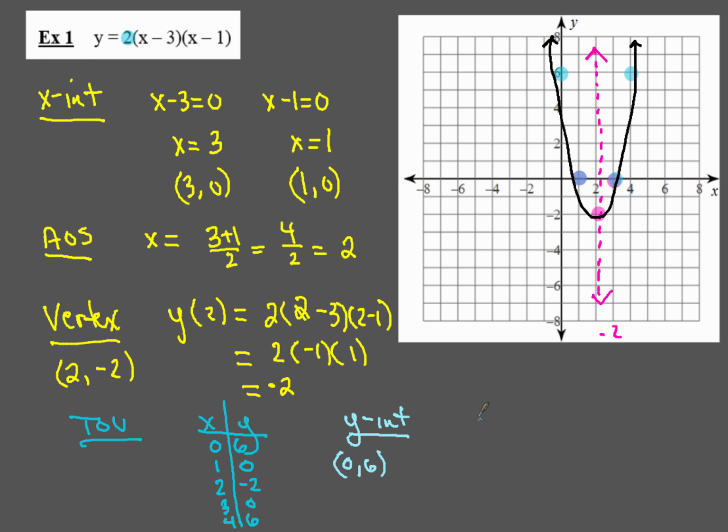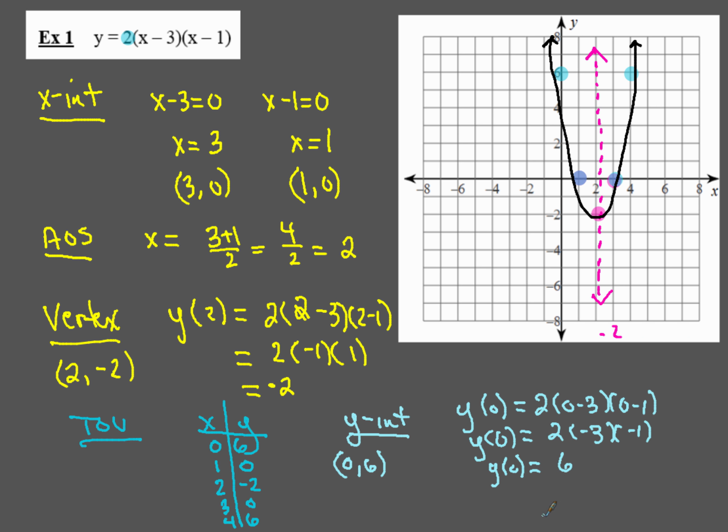We're going to just do our arithmetic right now. When we do that, we put 0 in for x. So y of 0 is 2 times the quantity 0 minus 3 times 0 minus 1. And when we do our arithmetic, y of 0 is going to be 2 times negative 3 times negative 1. So 2 times negative 3 is negative 6, times negative 1 is positive 6. So I did in fact verify algebraically that the coordinates for my y-intercept are 0, 6.